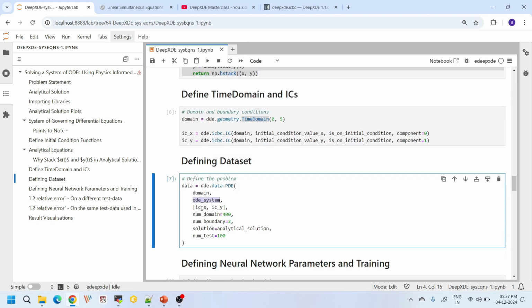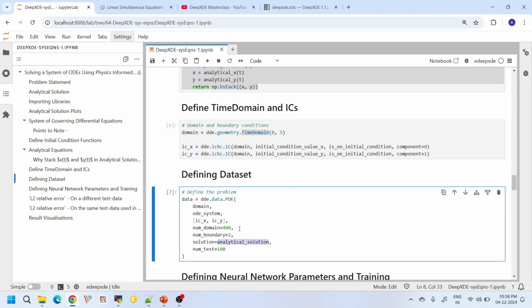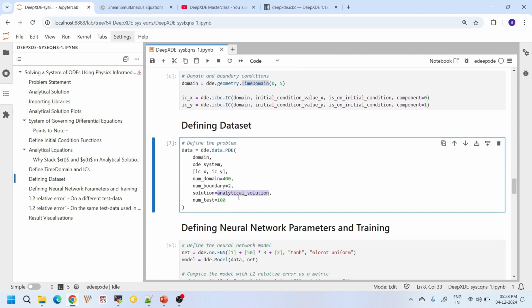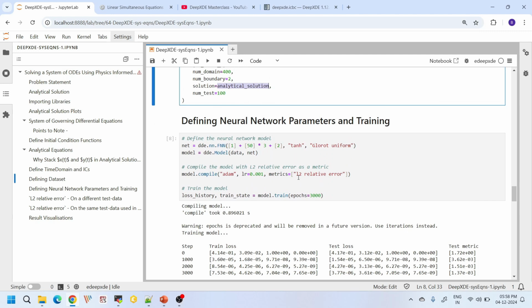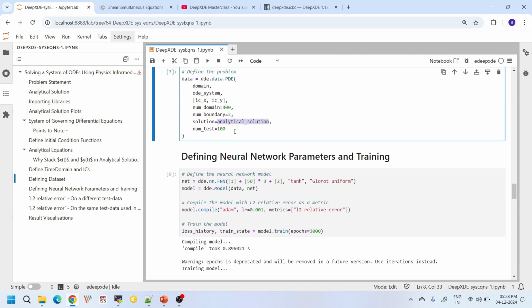And after that we are sending two initial conditions, ICX and ICY, and setting some parameters, num_domain. Within the domain we are considering 400 points, and at the boundaries we are considering 2 points, and here we are sending this analytical solution. As you know, this analytical solution is used only for evaluating this L2 error. Apart from that, it is nowhere used in our training.